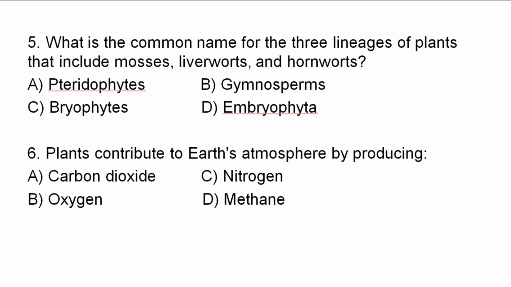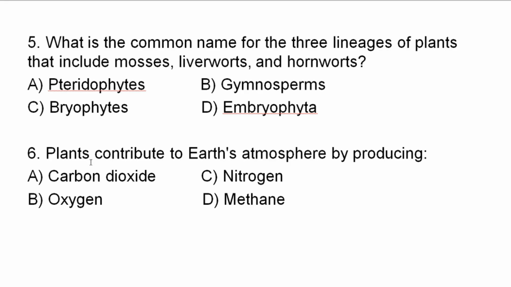Good. Question number 5. What is the common name for the 3 lineages of plants that include mosses, liverworts, and hornworts? A. Pteridophytes. B. Gymnosperms. C. Bryophytes. D. Embryophyta. What's the common name for the 3 lineages of plants that include mosses, liverworts, and hornworts? Is that Pteridophytes? Is that Bryophytes? Is that Gymnosperms? Is that Embryophyta? Good. The correct answer is what? C. Bryophytes. So the common name of these mosses, liverworts, and hornworts is Bryophyta. They are known as Bryophytes.